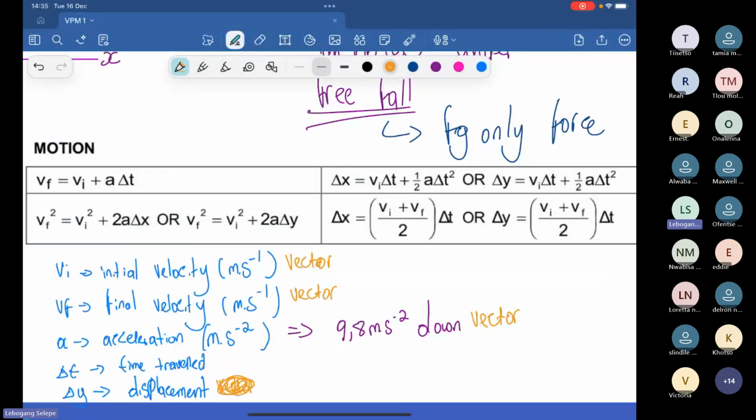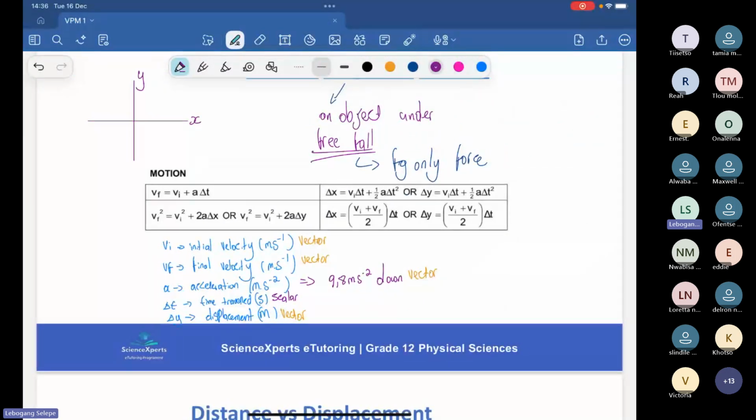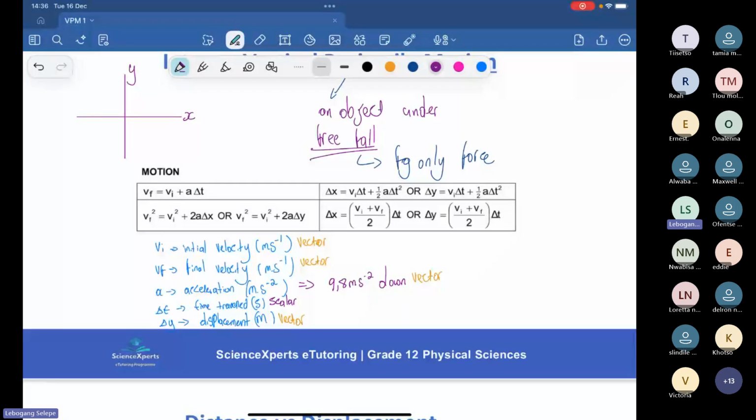Let me write it down there. It's in meters. Then our time is in seconds. As you can see on these formulas, our only scalar quantity is time. Time is the only scalar quantity, which means that it always has to be positive when we substitute it into the formulas. But the others can either be positive or negative, depending on the scenario. All right, let's pass.